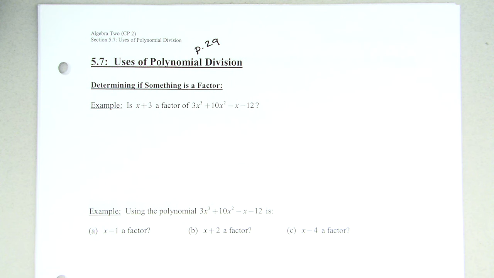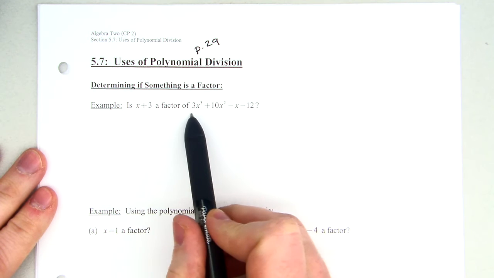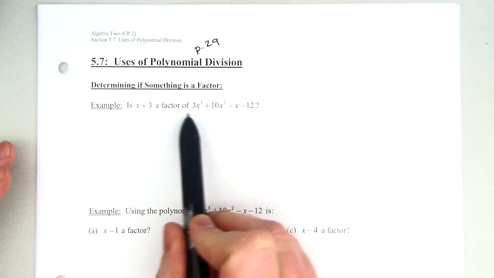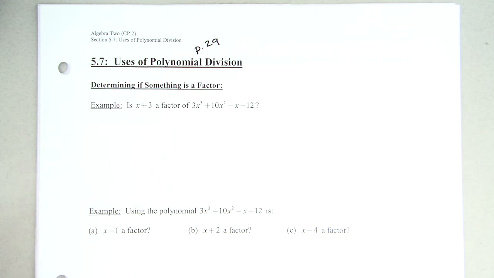First thing we're going to do is use some division to determine if something is a factor. For example, I want to know, is x plus 3 a factor of this? I do not know how to factor this. If I did, I could just factor it and see, does x plus 3 show up as one of the factors? But I don't know how to do that.